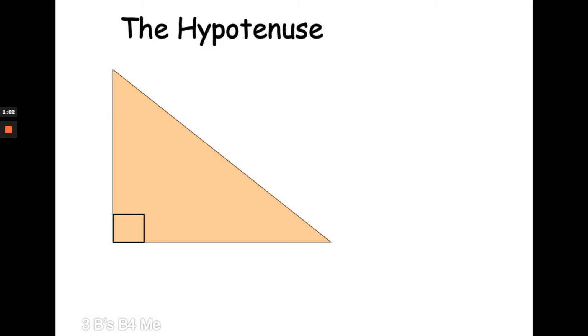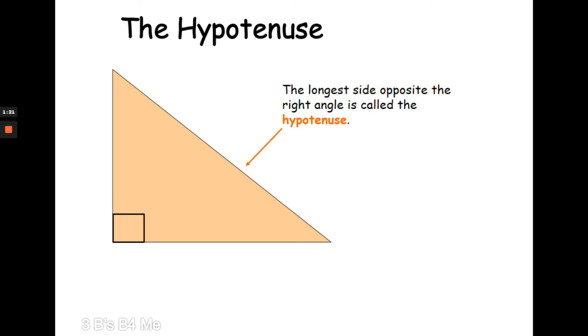So the first thing you need to know is the parts of a right-angled triangle. As you can see in the corner, there's a square. That means it's a right-angled triangle. Pythagoras named the longest length of a triangle the hypotenuse, and it's always opposite the right angle. As you can see, the right angle is in the corner. Directly opposite is the longest length, which is called the hypotenuse.